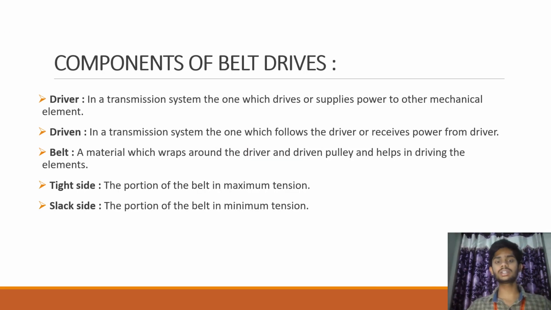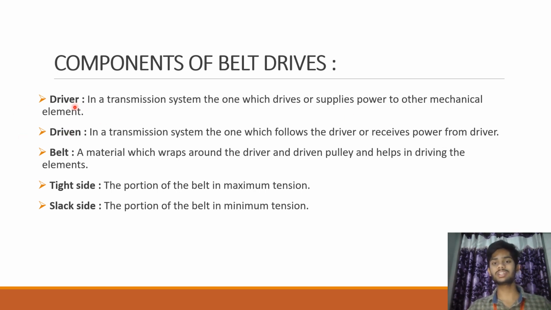Let's discuss the components of the belt drives. There are majorly five components in the belt drives: driver, driven, belt, tight side, and slack side. So what is meant by driver? In the transmission system, the one which drives or supplies the power to the other mechanical elements. What is meant by driven? In a transmission system, the one which follows the driver or receives power from the driver is called driven.